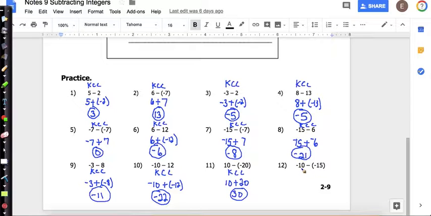Okay, last example. KCC. Keep negative 10, change subtraction to addition, and change negative 15 to positive 15. Signs are different, so subtract. 15 minus 10 is 5. And it's going to be positive 5 because I have more positives.